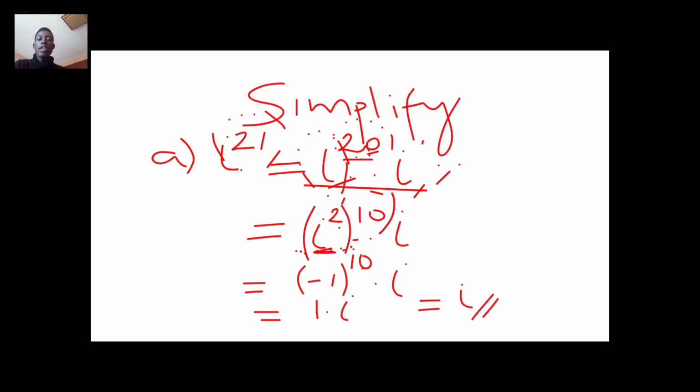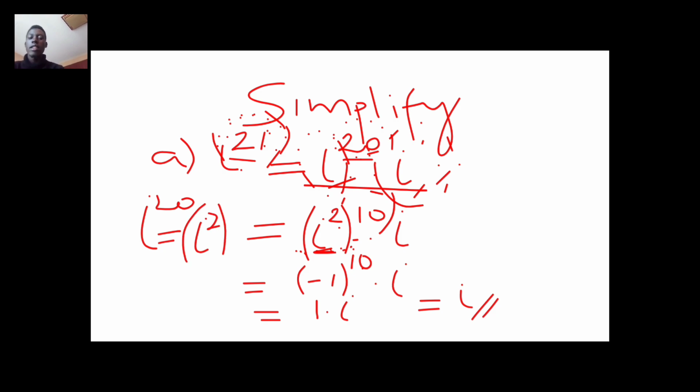So that is it. If it is even number, assuming this one was 20 alone like this, what you would do here was you just go straight, you only raise that i to power 2, and then you think of number that you multiply by 2 to give you 20, and that number is 10. Put it outside the bracket, and then you replace i square with its value. So that is it.